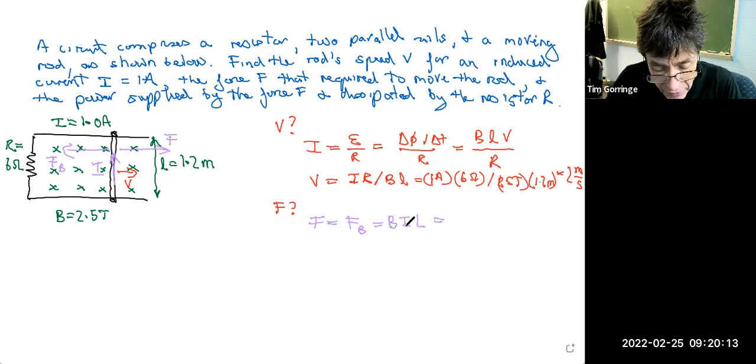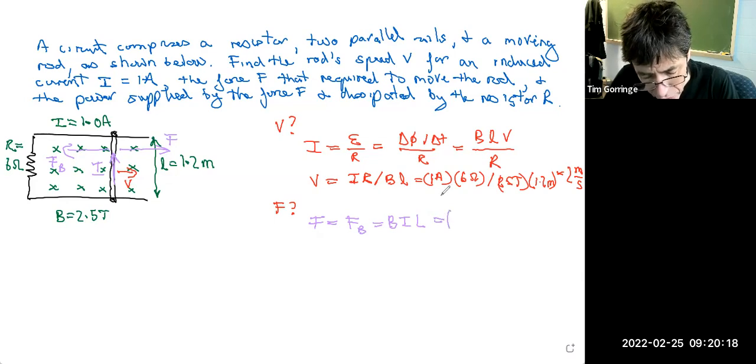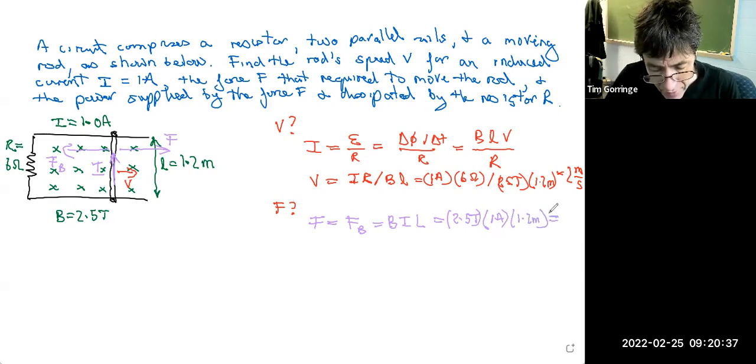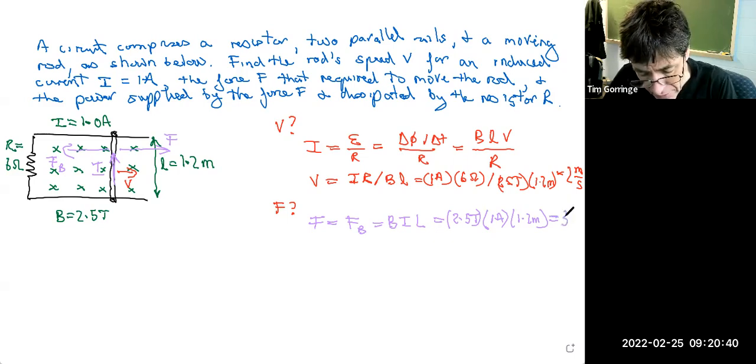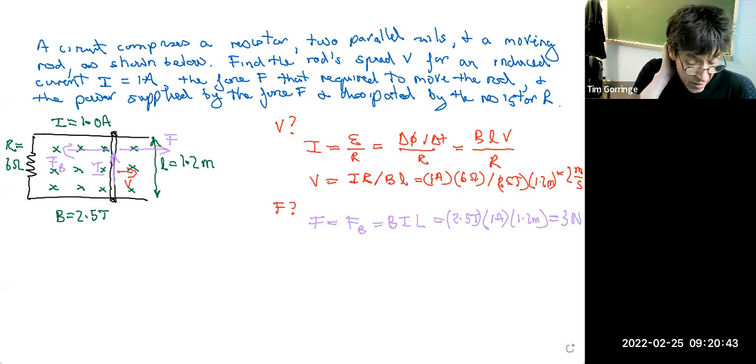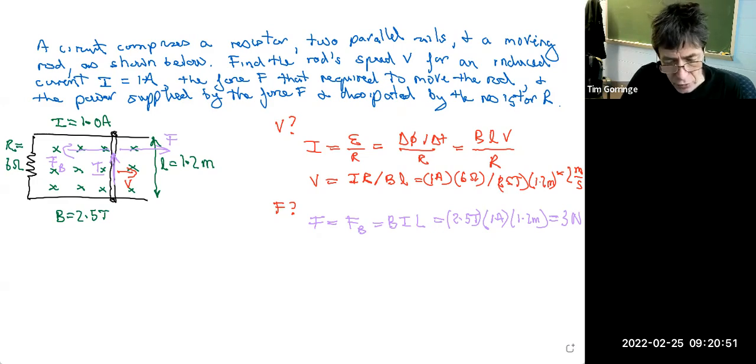The field we know, the current we know, the length of the rod we know, so we've got all the ingredients to calculate the force. Let's just go ahead and calculate it. 2.5 Teslas is the field strength, 1 amp is the current, and finally 1.2 meters is the length of the rod. If you multiply those together, I got 3 newtons. So that's the size of the magnetic force, and it's the size of my force as I push the rod from the left towards the right.